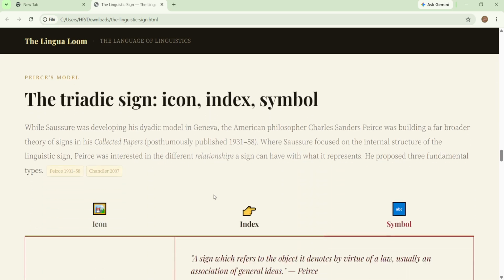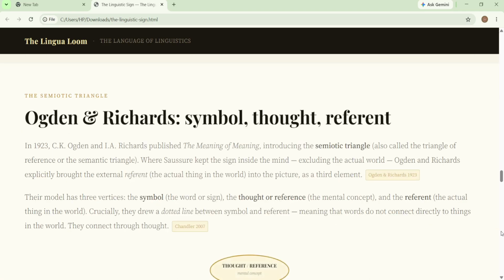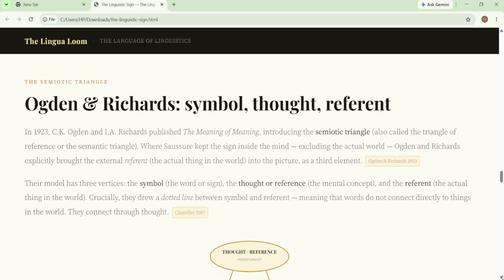This is Peirce's model, consisting of icon, index, and symbol, whereas Saussure's model consisted of the linguistic sign, which is formed by signifier and signified. Let's look at the next model, the semiotic triangle, which is Ogden and Richards' model: symbol, thought, and referent.